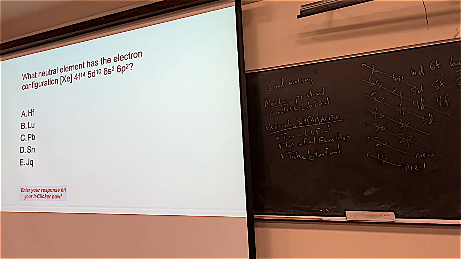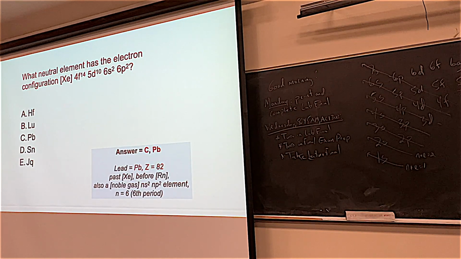Now, if you're not certain, you can always count out. Lead has 82 electrons, and xenon is 54, yep. 54 plus 14 plus 10 plus 2 plus 2, you should find that it's lead, all right? So again, sometimes reading the periodic table is better. You can always do total electrons. I'm just trying to show you different ways to answer these, and you pick the way that works best for you.